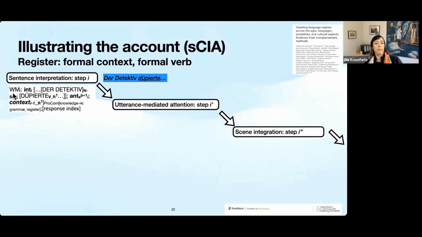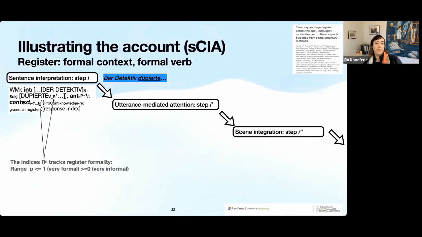And we can fill the working memory here, right? So this is a bit more busy than what you've seen before. You've now got PROCOM, including knowledge regarding grammar and register, so situation-adequate language use. You've got a few other bits and bobs that have been included over time, a response index, so that if you have to verify a sentence with regards to a context, you can model that as well. I skipped over that extension, but you now see in the interpretation, you've got the detective already rendered as a noun and assigned the grammatical function of a subject. And you've got the verb here, duped.